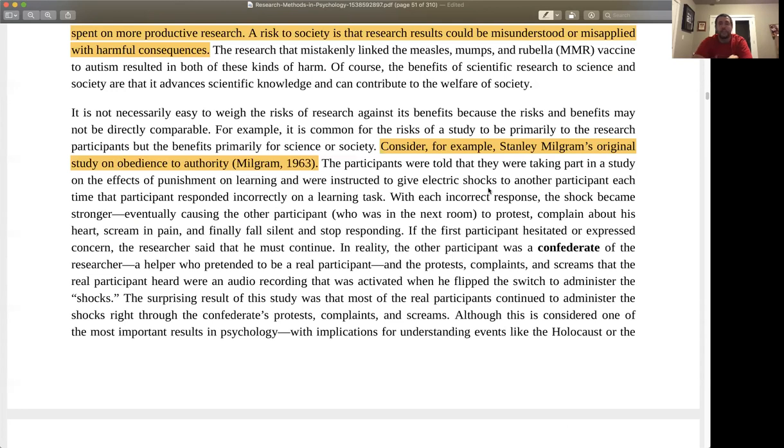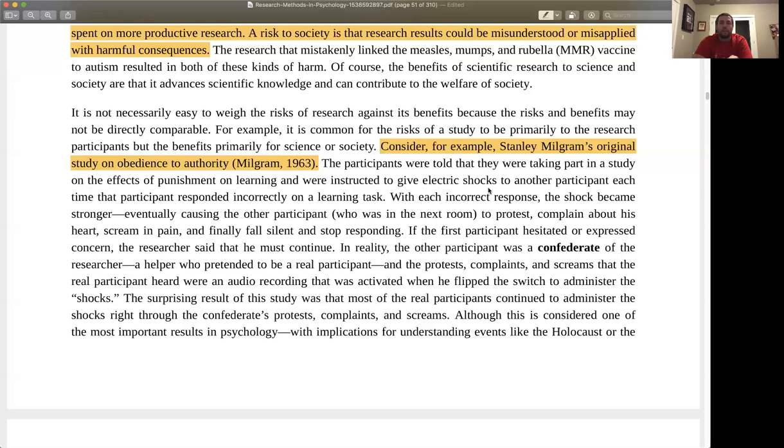Typically, it was the learner saying, I have a heart condition, the shocks are bothering my heart, I want to leave the study, I want this to stop. And so the teacher would typically pause and look at the researcher, who was a guy in a lab coat. And the researcher had four different prompts that he could tell the teacher. And it was nothing threatening. It was just, the study must go on. It's imperative that you go on. You have no other choice but to go on. But there were no threats, just statements like that.